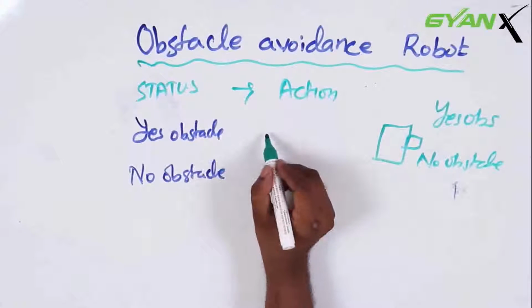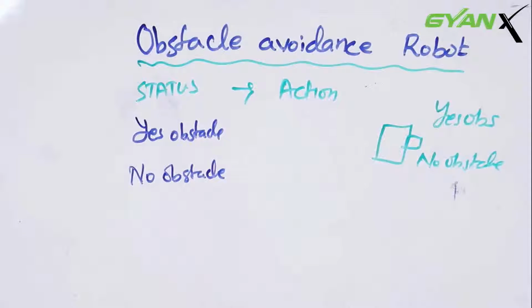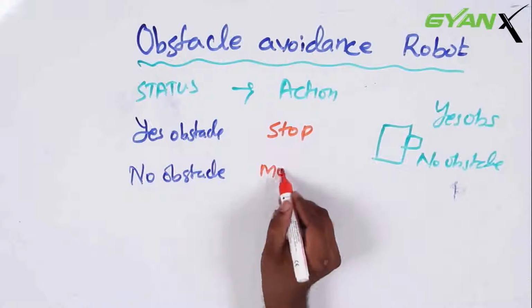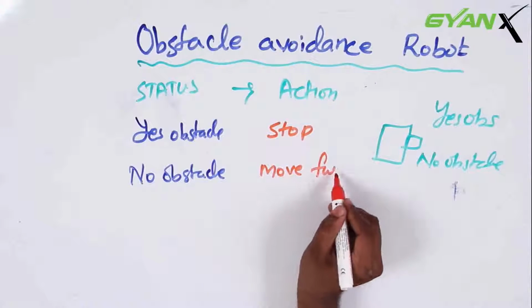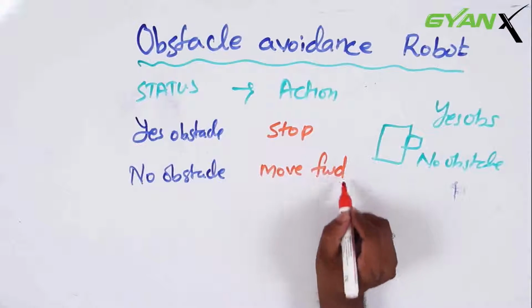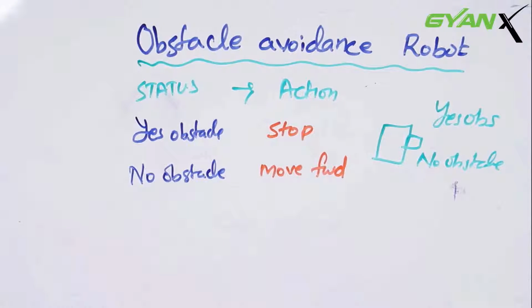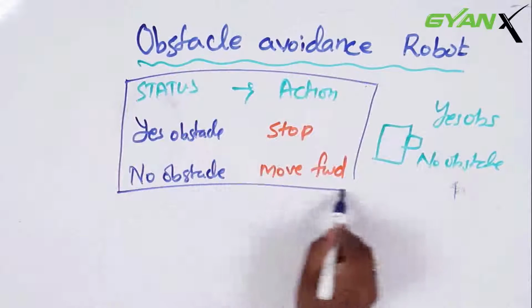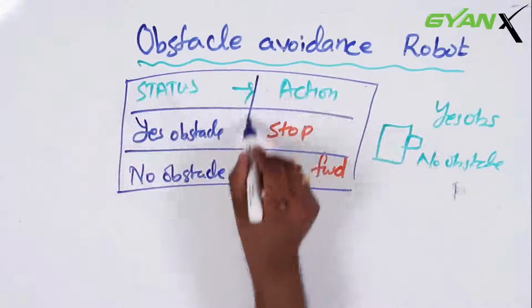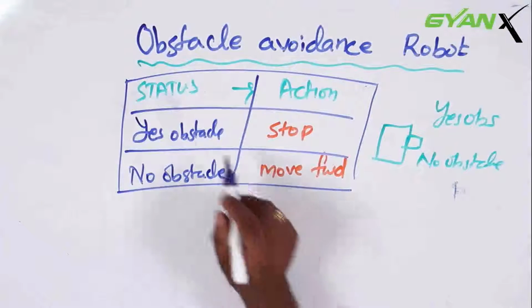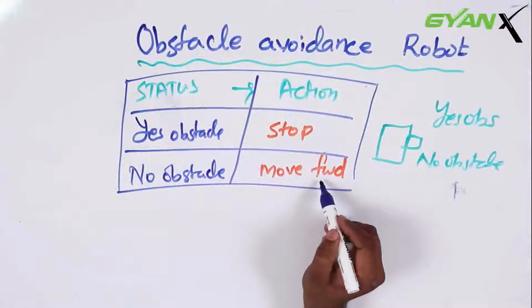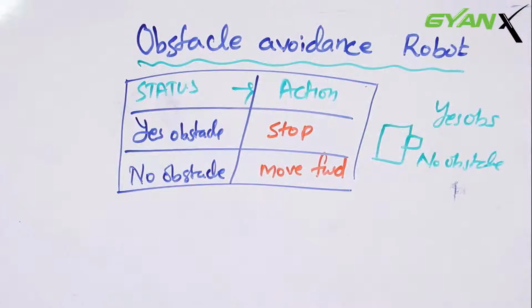Then the action against the status: if yes obstacle, you can take the action stop the robot, or if no obstacle, you write move forward. I am writing forward as FWD, so it says move forward. If you create a table out of it, it looks like this. It's a small table where the status is yes obstacle and the action is stop, and the status is no obstacle and the action is move forward. So now let's develop an algorithm based on this.